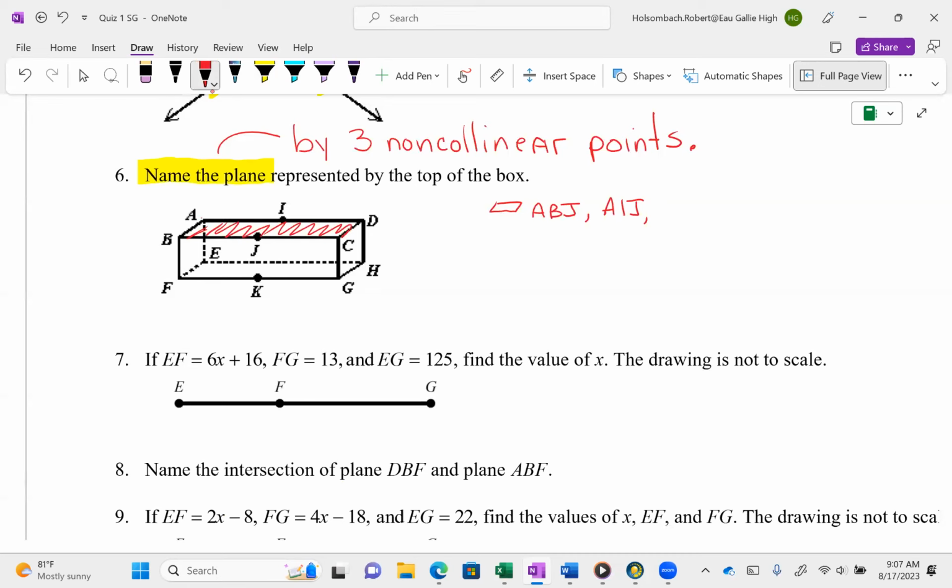Anybody else see anything? We got DCJ. We got DIJ. We could use B, J, and I. Any three points that are not on the same line. We could use C, J, and I.